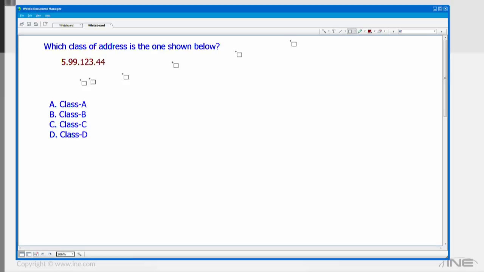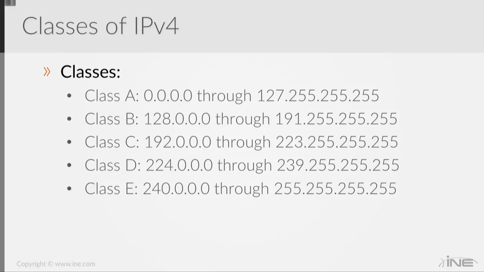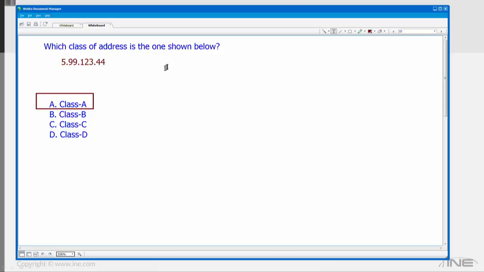Okay, hopefully you answered correctly that that is a Class A address. Now there were two ways to do that. You could either have memorized these ranges. You see that 5 falls in the Class A range. Or what you could have done is said, okay, well the number 5, is the 128-bit on or off? The 128-bit is off. I'm done. That's a Class A address. I don't even have to convert the number 5 into binary. Once I knew that the 128-bit was off, bam, I'm finished. All right, let's do another one.